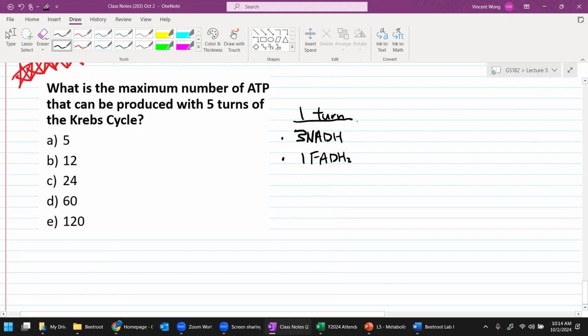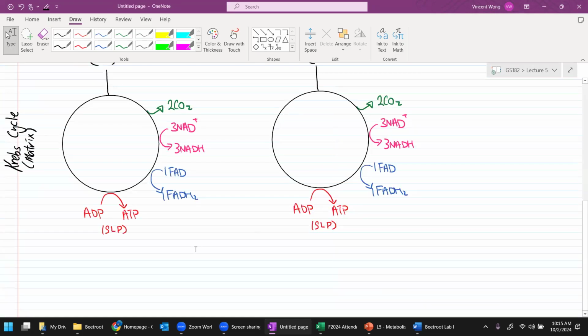Does everybody know where I get these numbers from? Give me a nod if you know. Great. How many ATPs do we produce directly from the one turn? Look at the bottom of the turn. How many ATPs do we produce? One turn. How many ATP, guys? One. Are we together? I'm a little bit skeptical, okay?